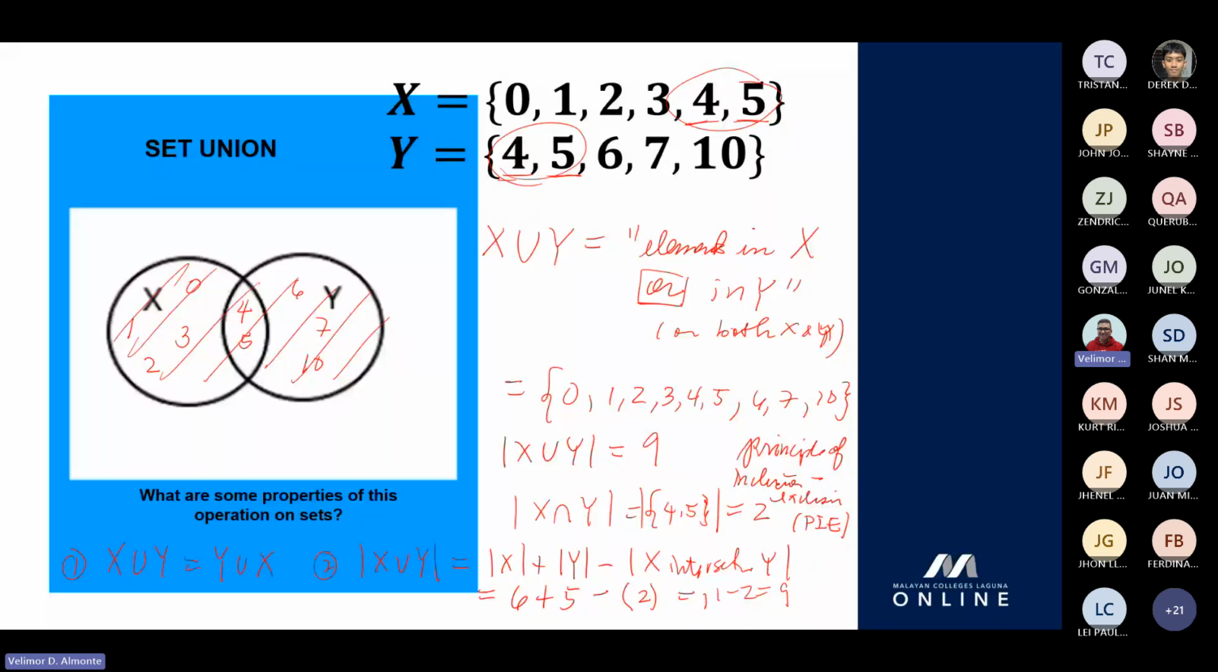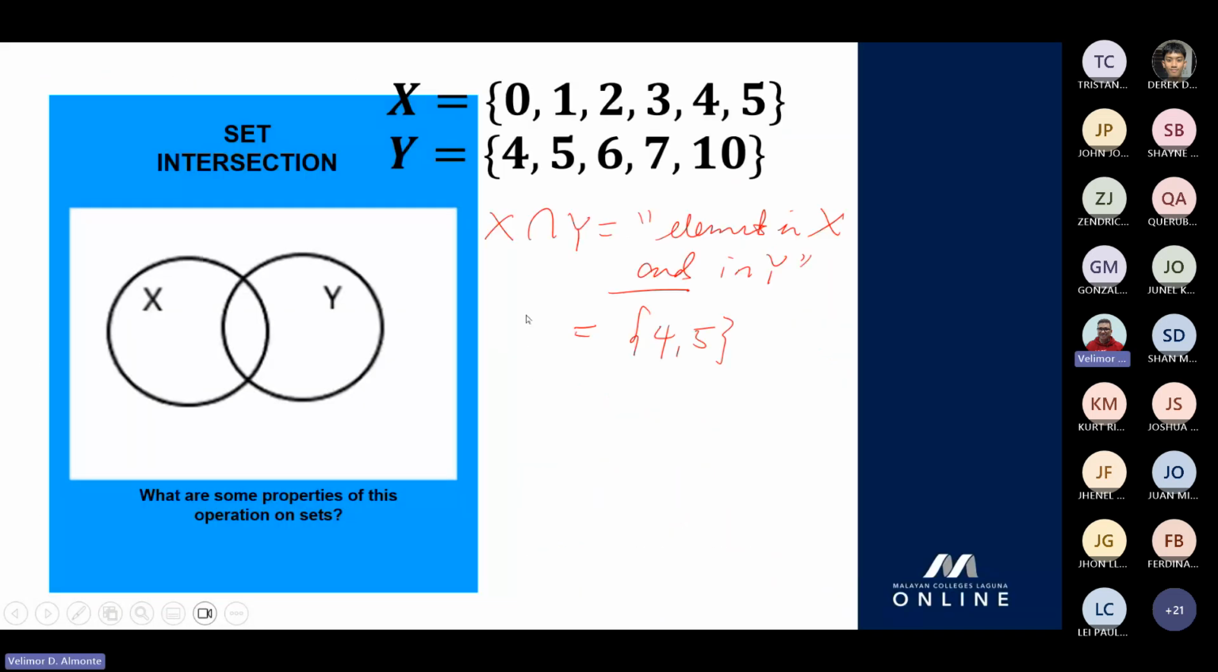Correct? So the correct counting for the union is the principle of inclusion-exclusion, PIE. Yan, may subtraction pa pala yan dulo. In case there is no overlap, that would be 0. So therefore, the cardinality is straightforward if there is no intersection. But if there is, or you're not sure, you have to use PIE, the principle of inclusion-exclusion.